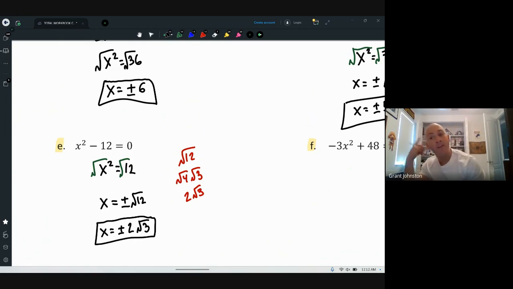If you need a refresher on simplifying square roots, go back to the beginning of the year. I don't remember what lesson it's from, but go back.